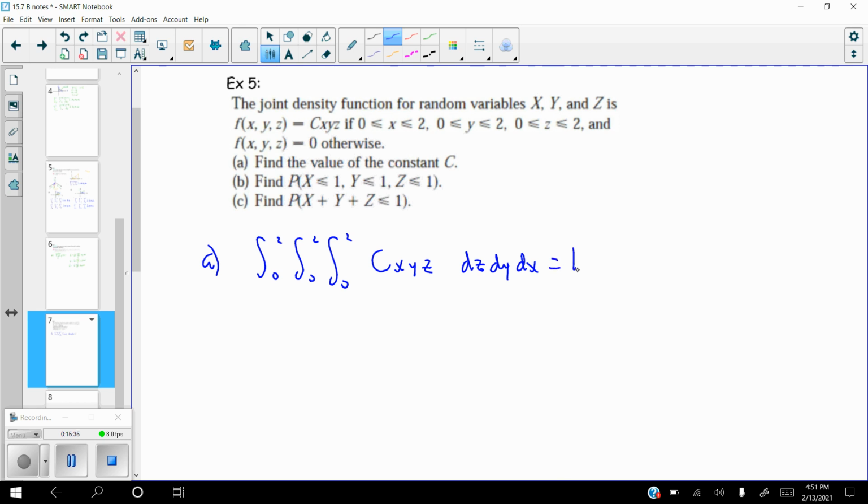So the answer to that has to be 1. That will now allow us to find C. C is a constant. We can pull the constant out to the front. Every one of these is constant. Everything is separable, so we can actually do this as 3 completely separate integrals and multiply them together.